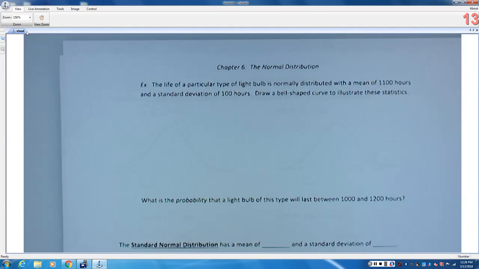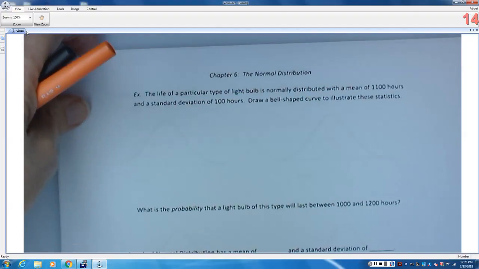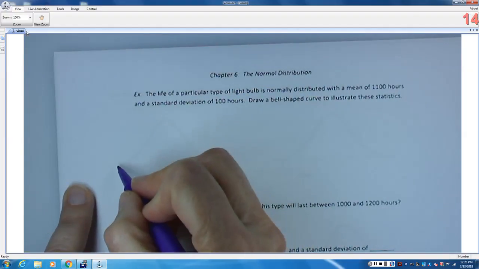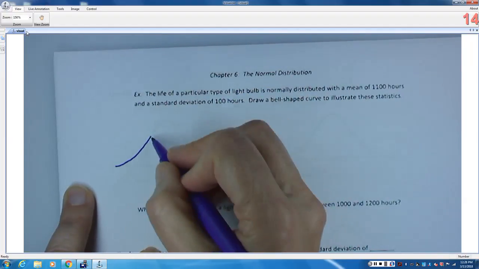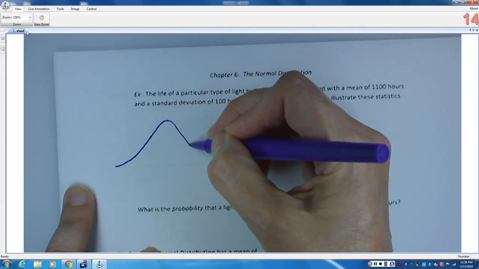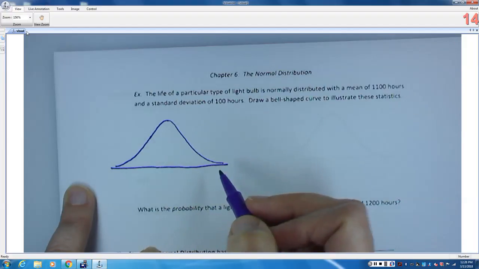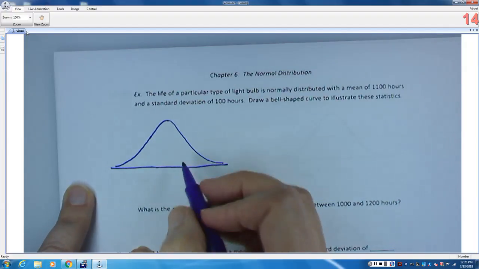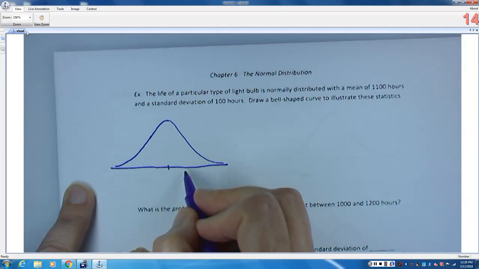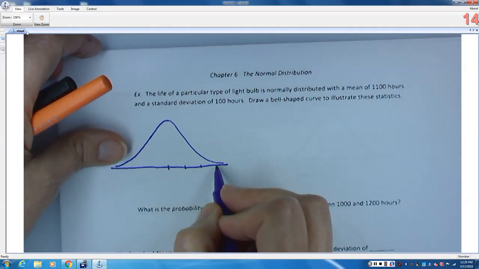Here's an example. We can just use this empirical rule if they give us things. And we want to go ahead and draw the picture. And there's a nice picture drawn on the next page right behind this, so I can copy that. Then you make about 3 marks each way.